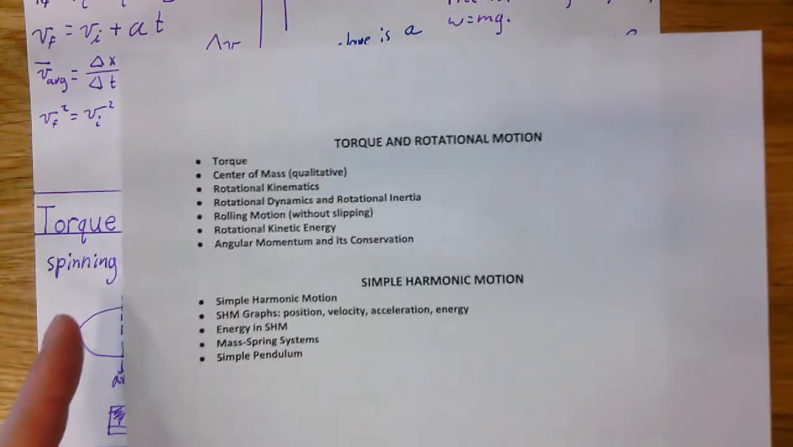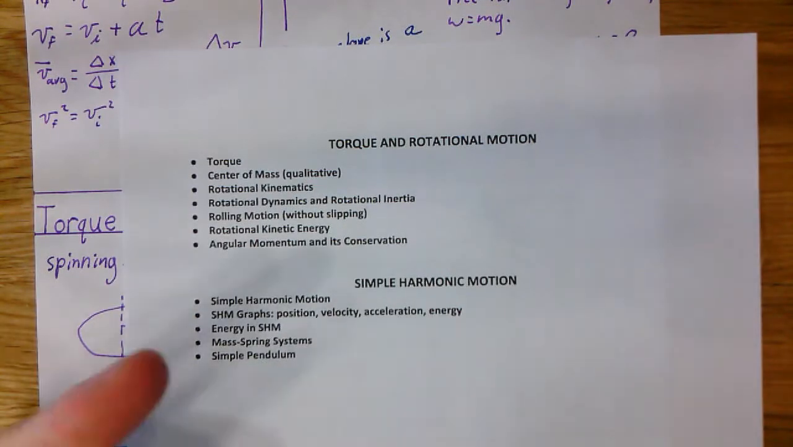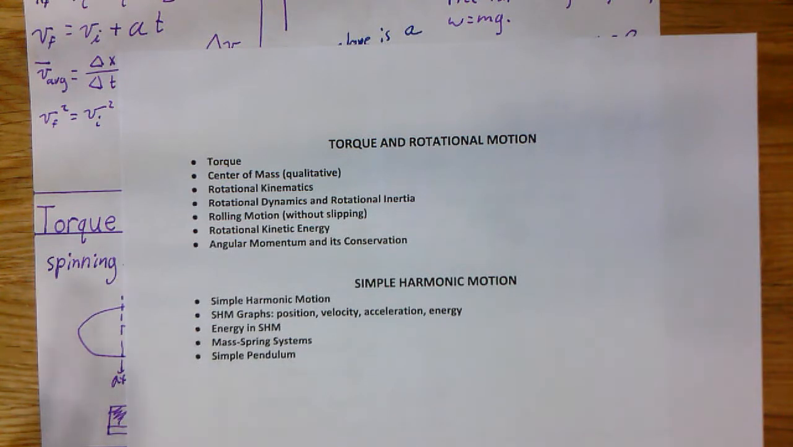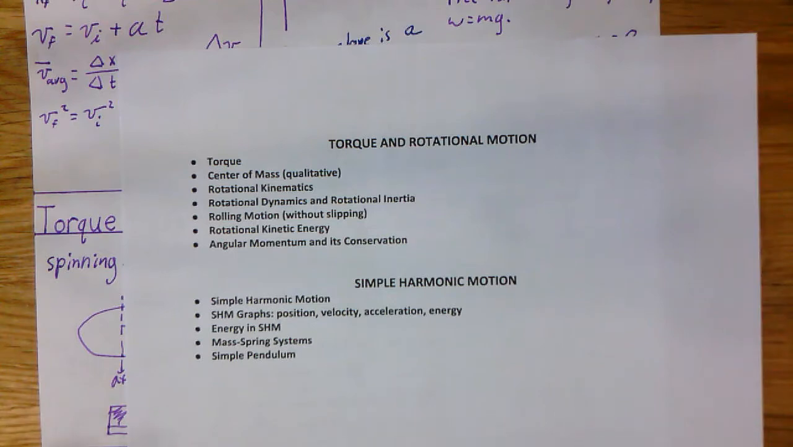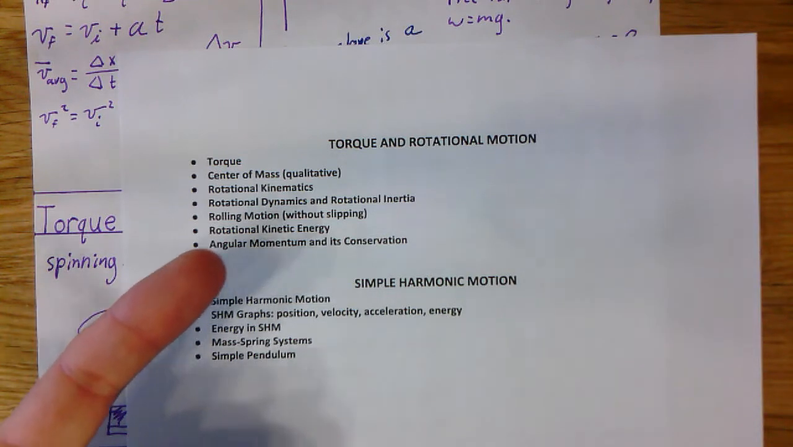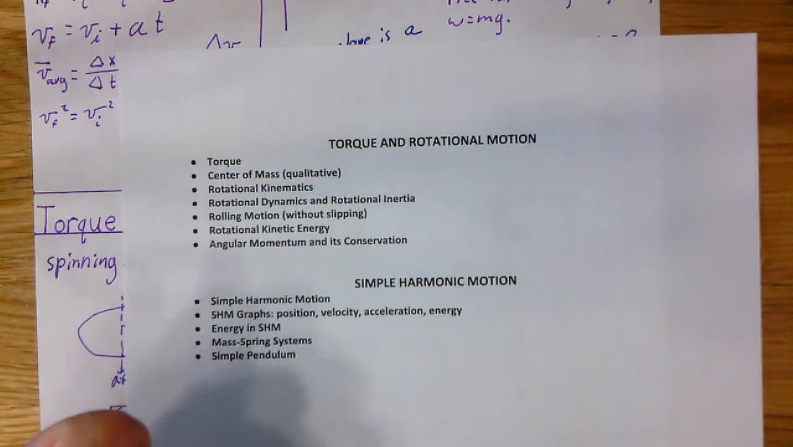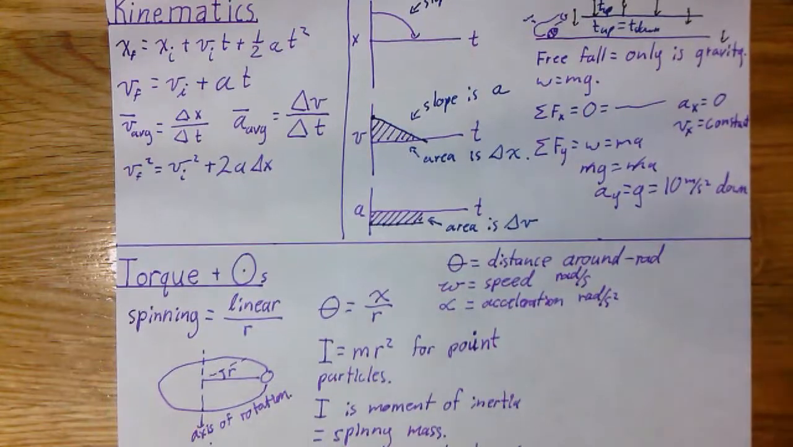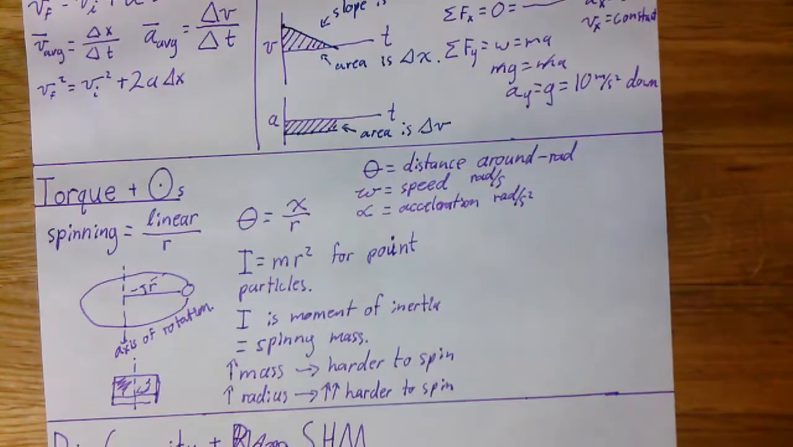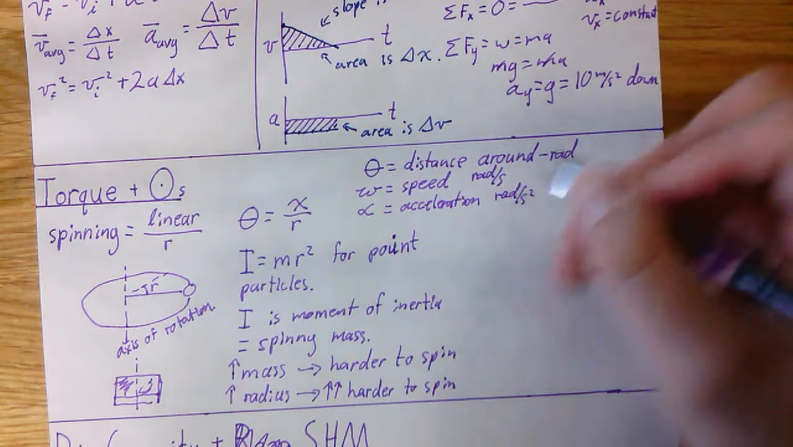torque and rotational motion. Okay, so we need to talk about torque, center of mass. Rotational kinematics was on the other thing. This is redundant. This is silly, AP board. Okay. Rotational dynamics, rotational inertia. We sort of talked about that. Rotational motion, rolling without slipping. Rotational kinetic energy, angular momentum and its conservation. That's a lot of angular stuff. All right. So center of mass is basically a balance point.